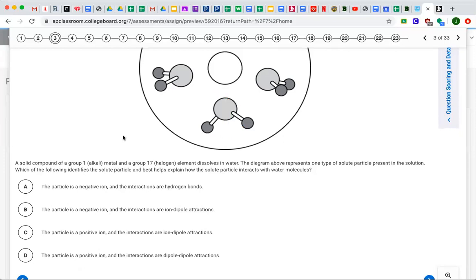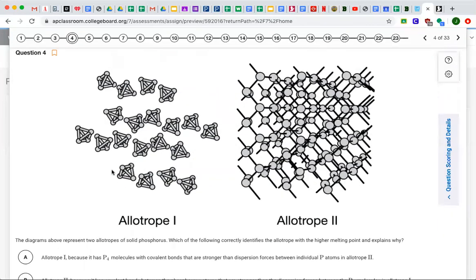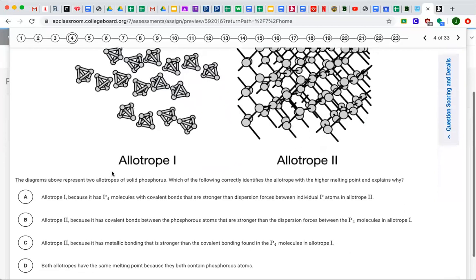Okay, so next up is number 4. Oh, this is fun. Allotrope and then another allotrope.